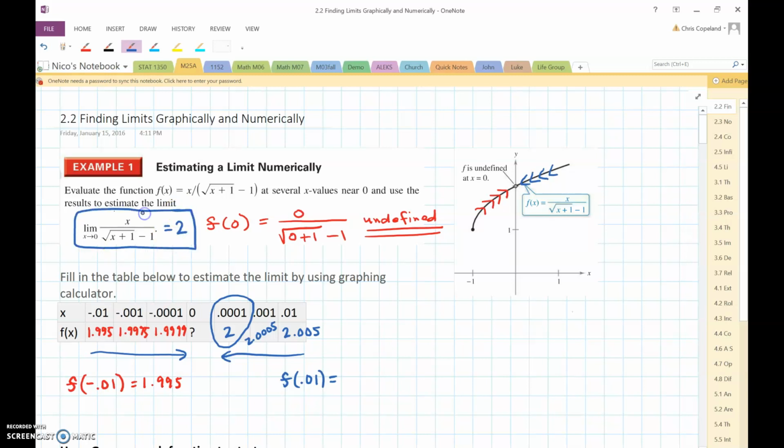Notice the difference here. The limit of this function is equal to 2 when x is approaching 0. But f of 0, if we didn't use the limit notation, would be undefined.